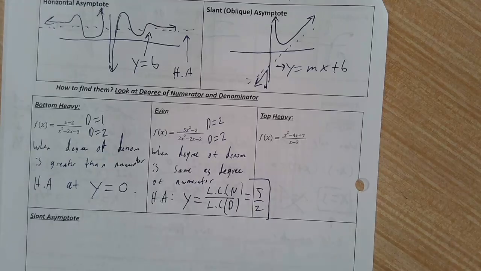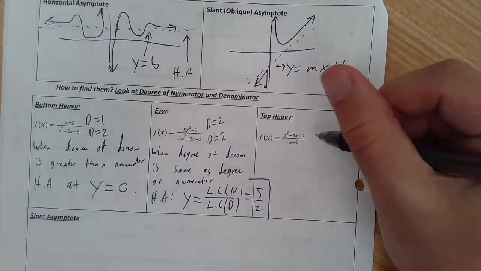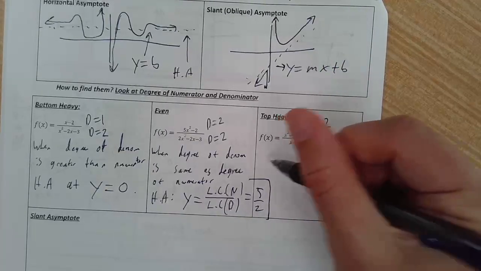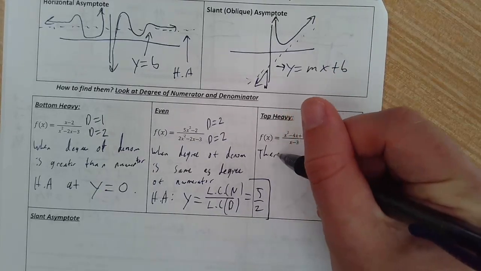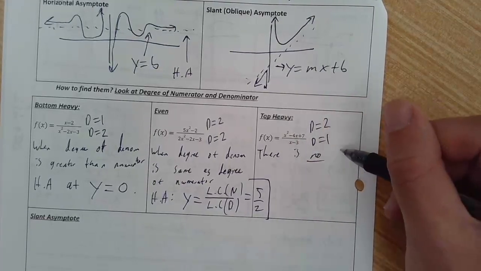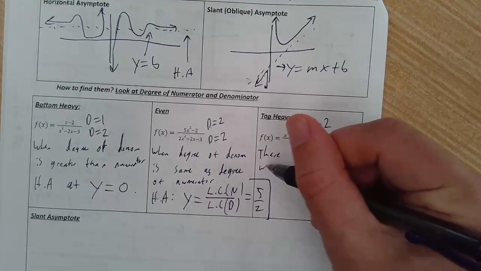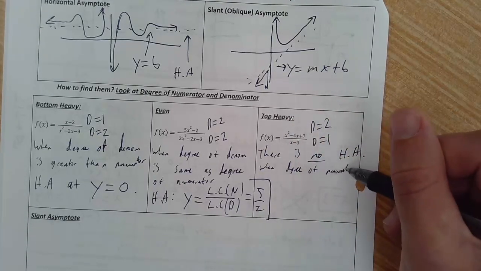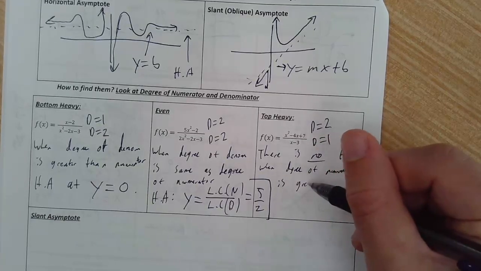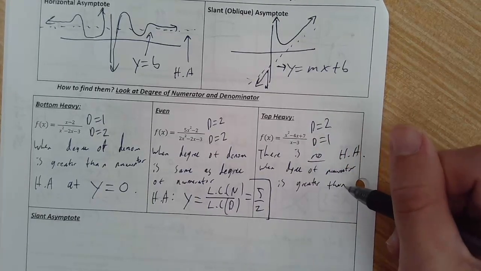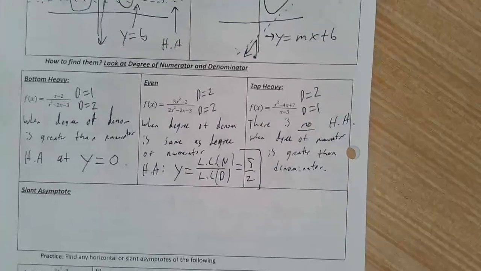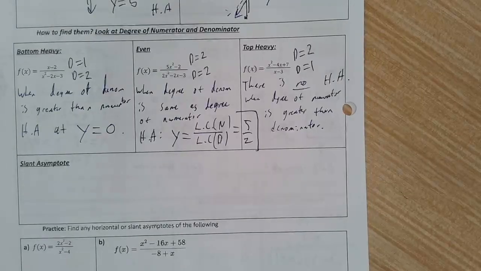Okay. Last situation is top heavy. That's when the degree of the numerator is greater than the degree of the denominator. This one's easy. There is no horizontal asymptote when the degree of the numerator is greater than the denominator. Okay? Good.